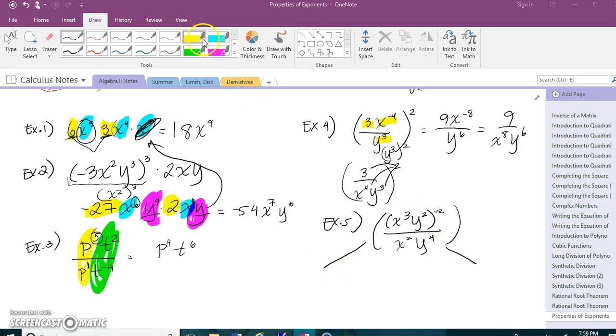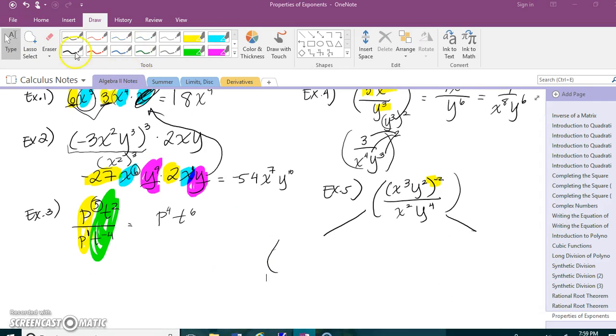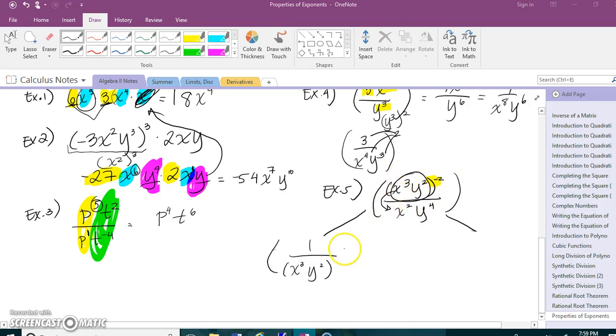You could say, let's get rid of this negative right now, and you could rewrite this. Now you have to be careful when you rewrite it, because this means that the whole thing has to go in the bottom, like x cubed y squared. This completely goes in the bottom, and its exponent becomes positive, and then the x squared y to the 4th, which were there to begin with, are still there.